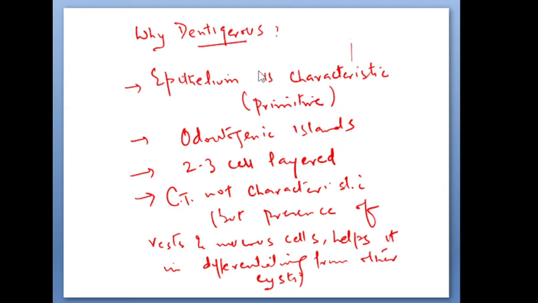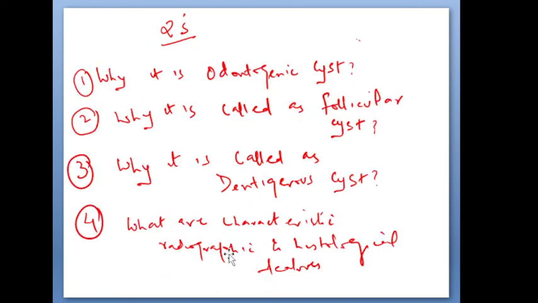Let us conclude why it is a dentigerous cyst. Number one, epithelium is characteristic. It is composed of primitive epithelium, that is, it is formed by residual enamel epithelium. Odontogenic islands are seen. The epithelium is 2 to 3 cell layers thick, and connective tissue is not characteristic, but there is presence of odontogenic rests. Mucous cells help in differentiating it from other cysts.